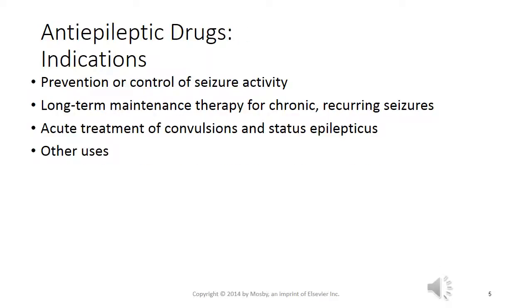The major therapeutic use of anti-epileptic drugs is the prevention or control of seizure activity. Anti-epileptics are chiefly used for the long-term maintenance of epilepsy. However, they are useful for the acute treatment of convulsions and status epilepticus. In these cases, the therapy is typically diazepam, which is considered by many to be the drug of choice. Once status epilepticus is controlled, long-term drug therapy is begun with drugs for the prevention of future seizures.